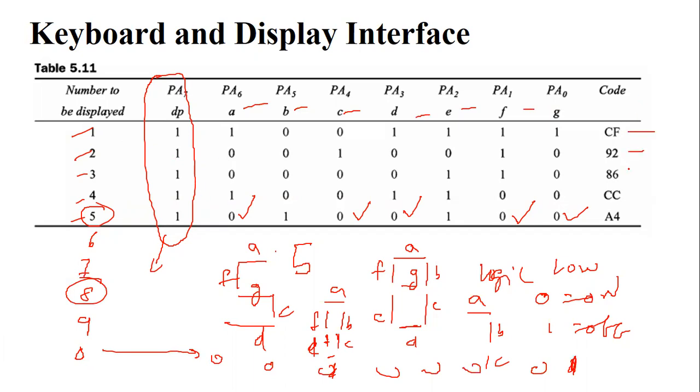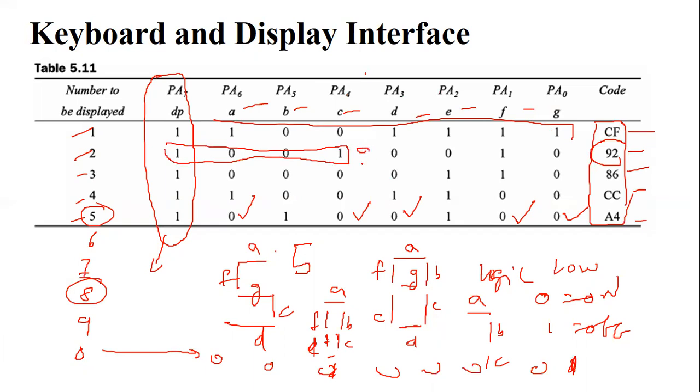The codes are C0, F9, A4, B0, 99, 92, 82, F8, 80, 90. You should not be confused by this. Suppose you take 92. You can divide it into 4 bits. 1001 is nothing but 9, and 0010 is nothing but 2. So this is 92.